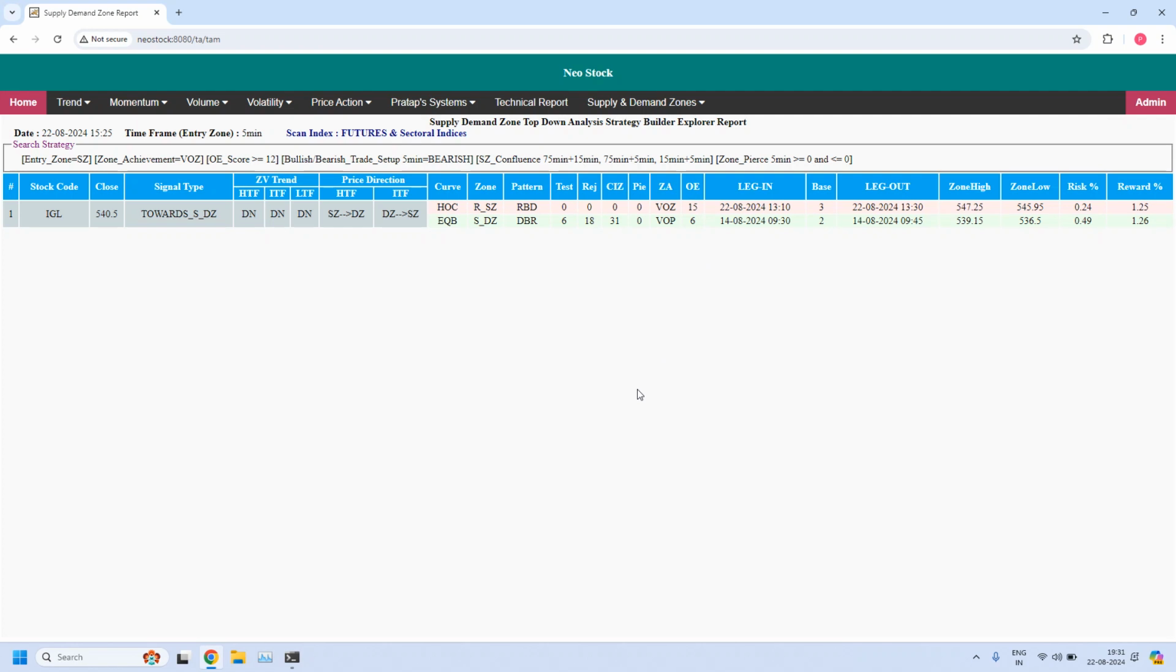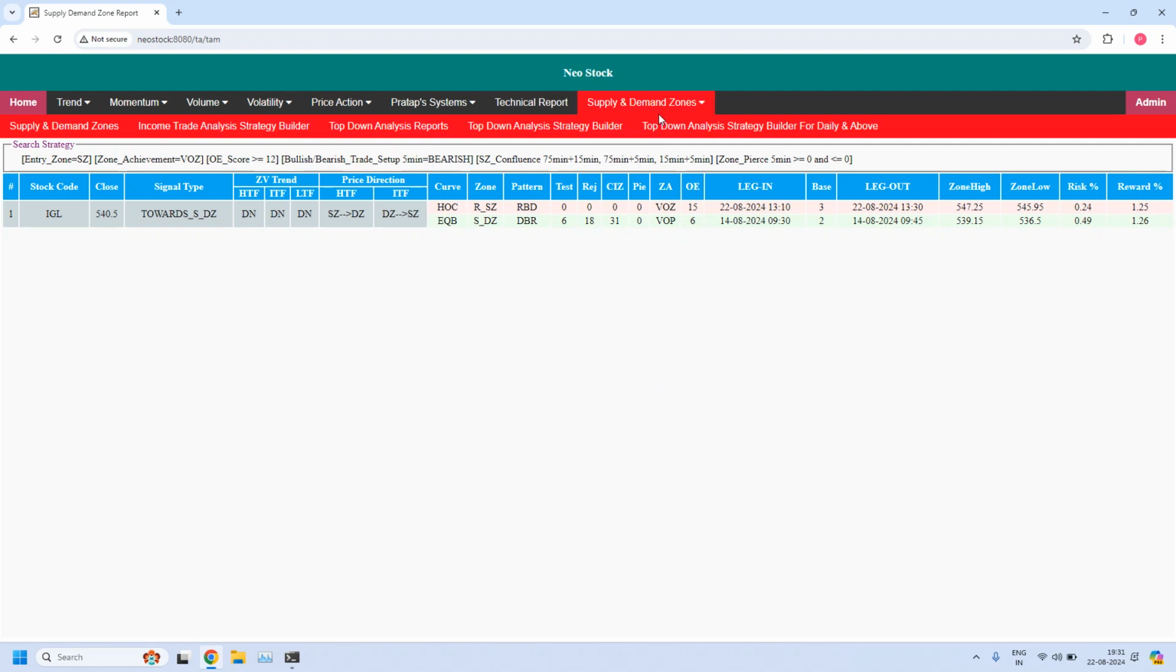Oh, it is having a 15 out of 15 order enhancer score also. Okay, this is about bullish and bearish trade setups for all the 4 income trades.